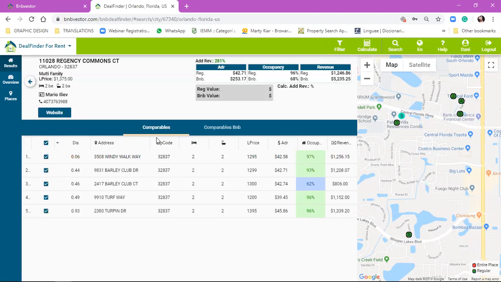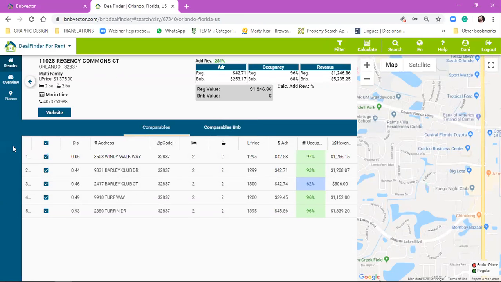With a regular value, I'm going to select all my properties in the comparables. Remember, these are properties that are active for rent or that were rented in the last 12 months with the same description as the subject property that we're looking at here. So we take a look at the listing price. They're in the same range. So we got a regular value of 1,246. You can see over here the same.